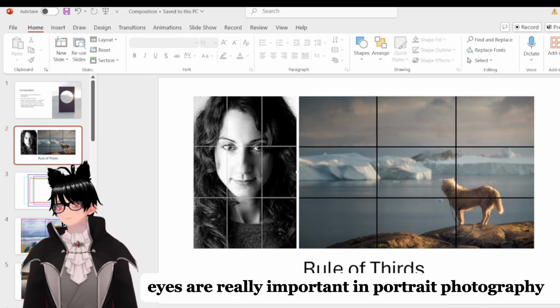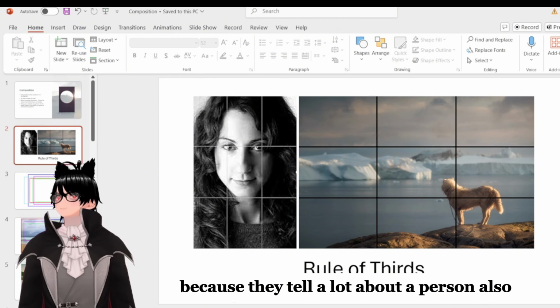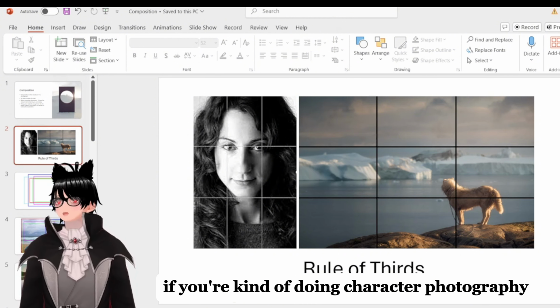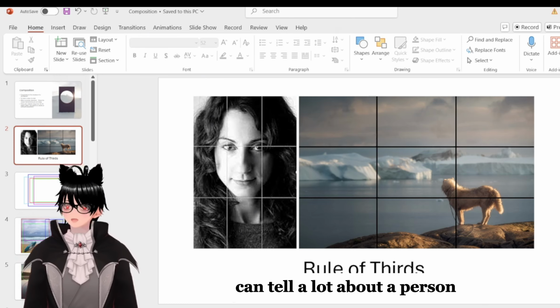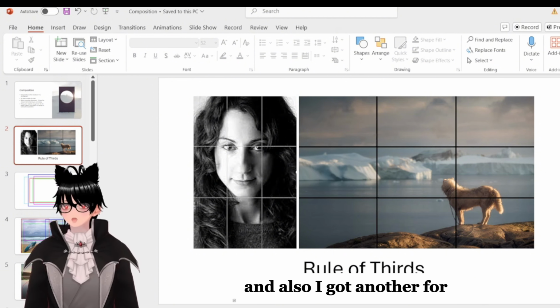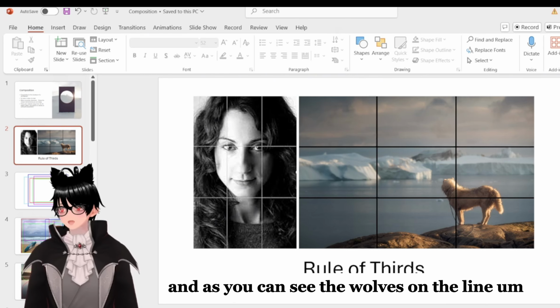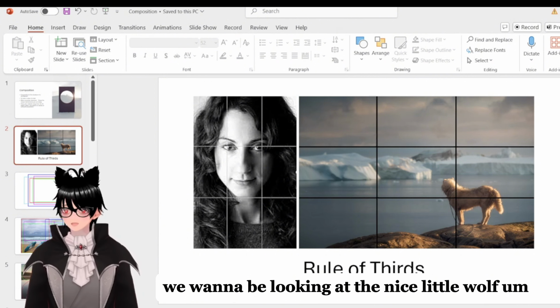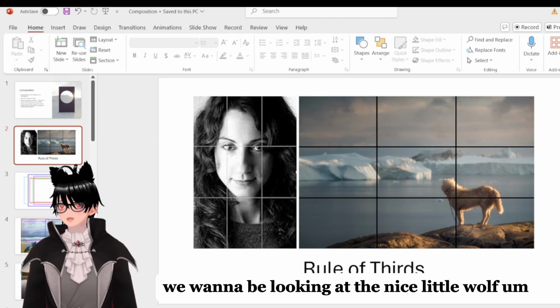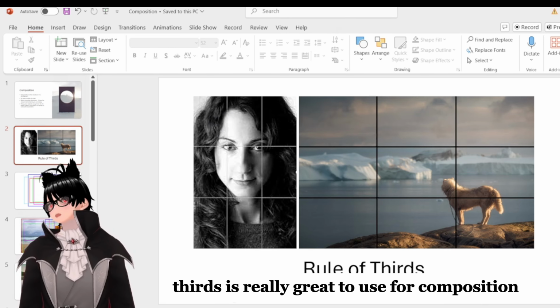Eyes are really important in portrait photography, especially also in filmmaking, because they tell a lot about a person. Also, if you're doing character photography, the way the eyes are looking at the lens can tell a lot about a person. And I also have another one. It's a landscape one. As you can see, the wolf's on the line, because that's the most important part. We want to be looking at the nice little wolf. So the rule of thirds is really great to use for composition.